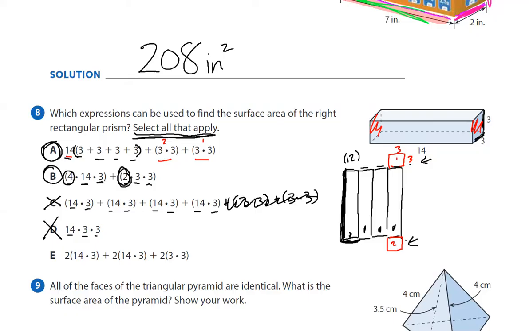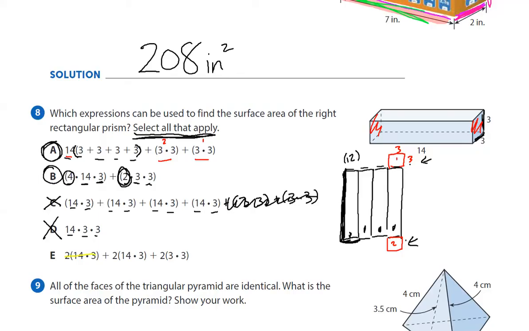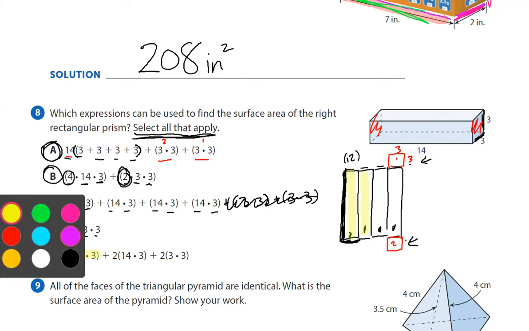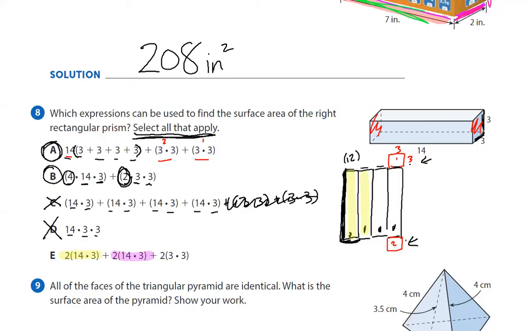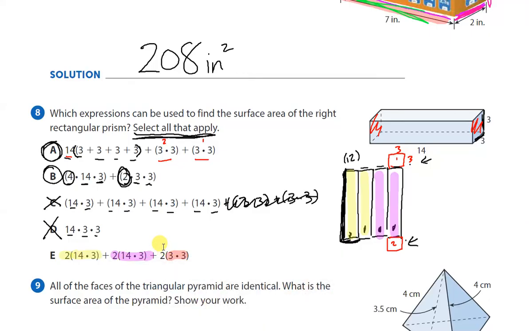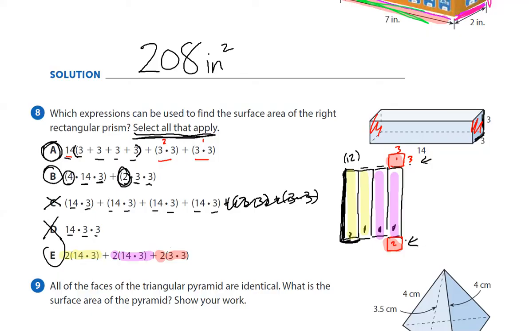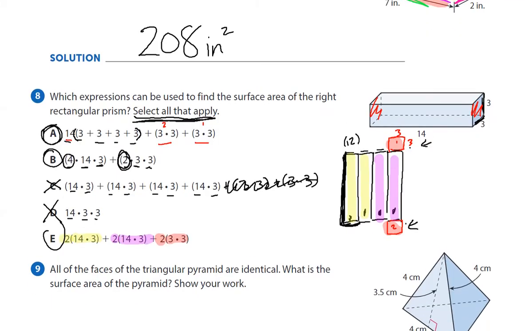This one down here, E, we've got 14 times 3 times 2, so 14 times 3, 14 times 3, that covers that area. We've got another 14 times 3 times 2, so that works. And then we've got 3 times 3, and then 2 of those. So 1, 2, there's 2 of those, so this one also works. So A, B, and E, but not C or D. C and D do not cover enough.